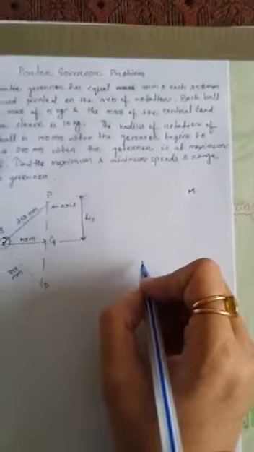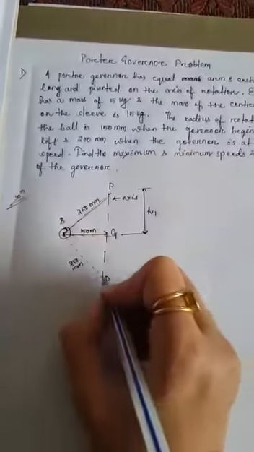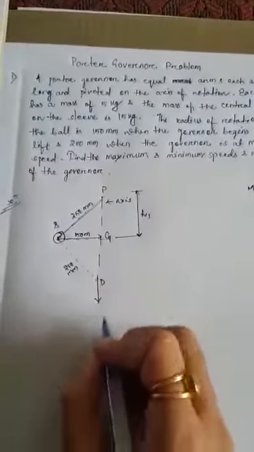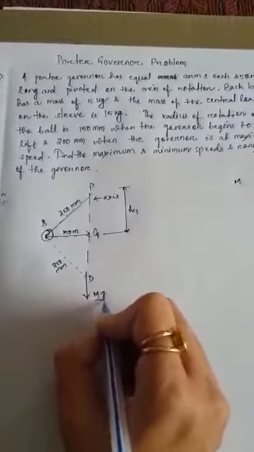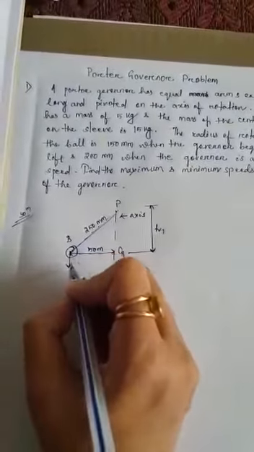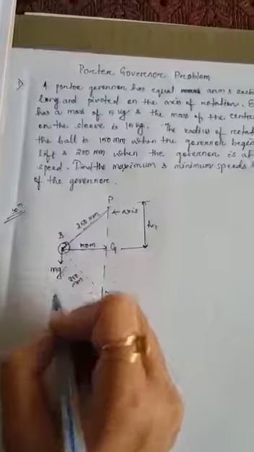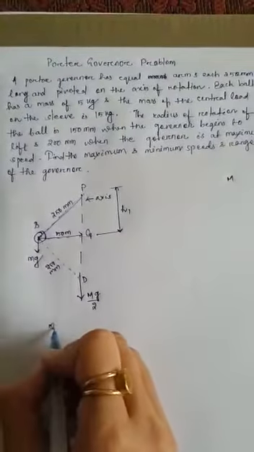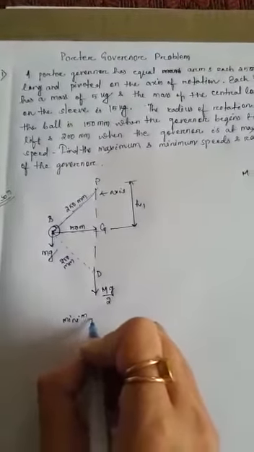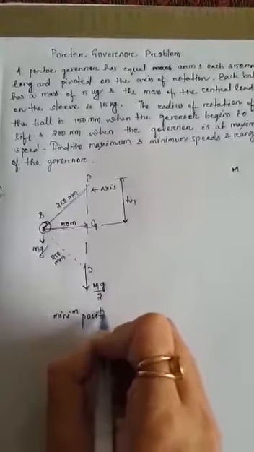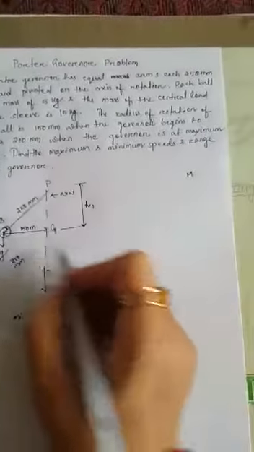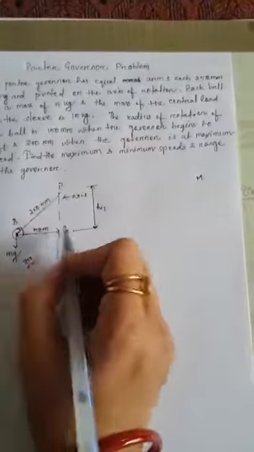As it is a Porter governor, there is a central load whose mass is M. Hence we are considering half of the governor. So the load acting here is Mg by 2, and here it is small mg. This is the line diagram for the minimum position, and for the maximum, it will rise and the radius of rotation will become 200.